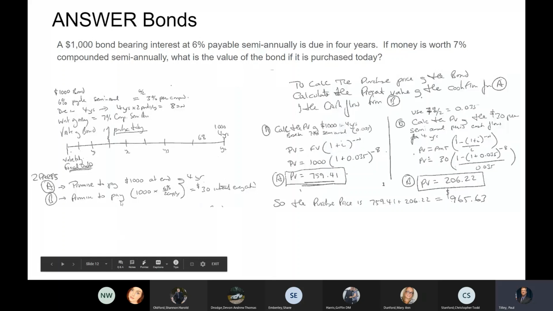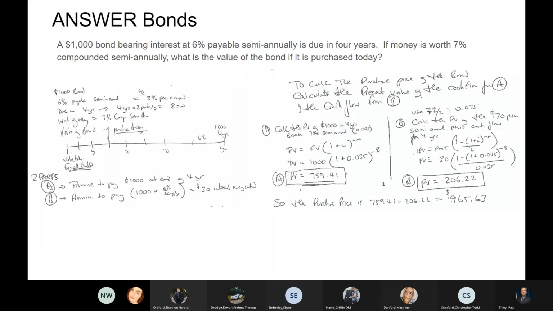The next thing we need to do is think of this stream of payments. Again it's 0.035. We calculate the present value semi-annually for 4 years. We take the present value formula and plug all the information in. The payment is 30, the interest is 0.035, N is 8. Throw all that in, and the present value of the stream of payments is $206.22. We take the present value of the $1,000 when it comes back, plus the present value of the stream of payments, add them together. That gives us the purchase price of $965.63. Any questions on that?